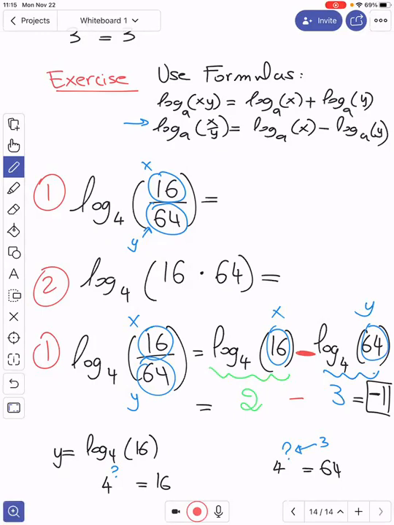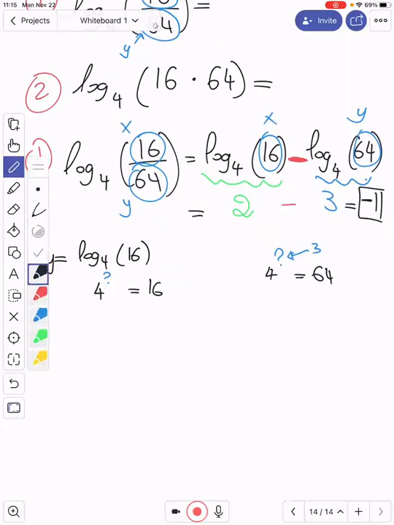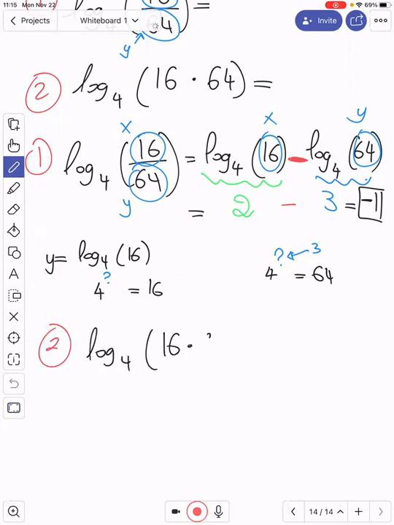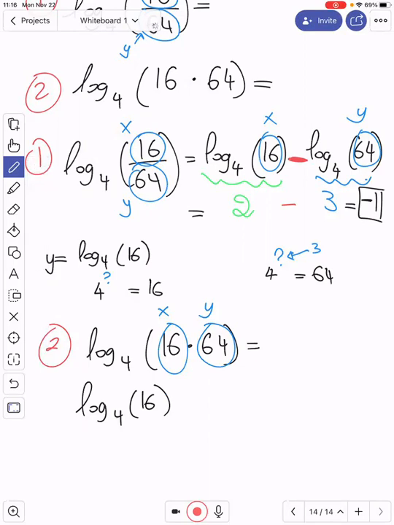Okay, number 2. It's log in base 4 of 16 times 64. This is your x, and this is your y. So it's log of x times y, and we said that the log of x times y is the sum of the logs, the log of x plus the log of y. So that will be log of 16 plus, because it's multiplication, log of 64.